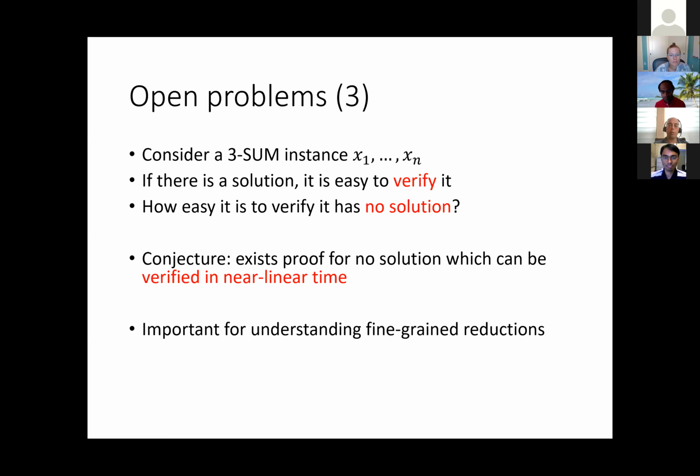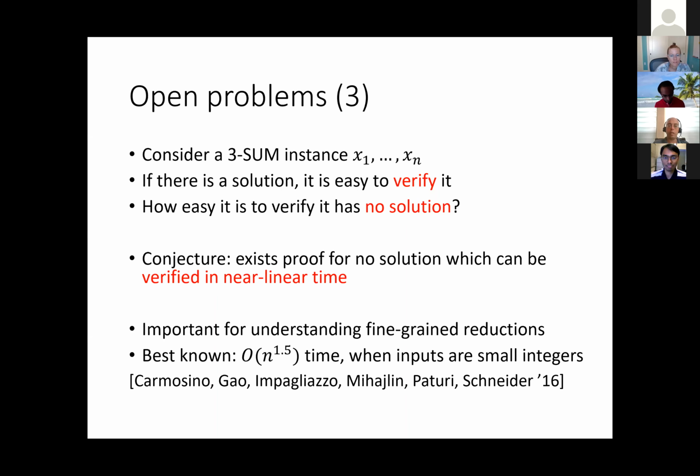And also, I want to mention that this is important for understanding various types of fine-grained reductions, and this has been studied in great depth in this paper of Carmosino, Gao, Impagliazzo, Mihajlin, Paturi, and Schneider from 4 years ago. And in particular for 3-sum, they show that there is a faster than quadratic time way to verify no solution.